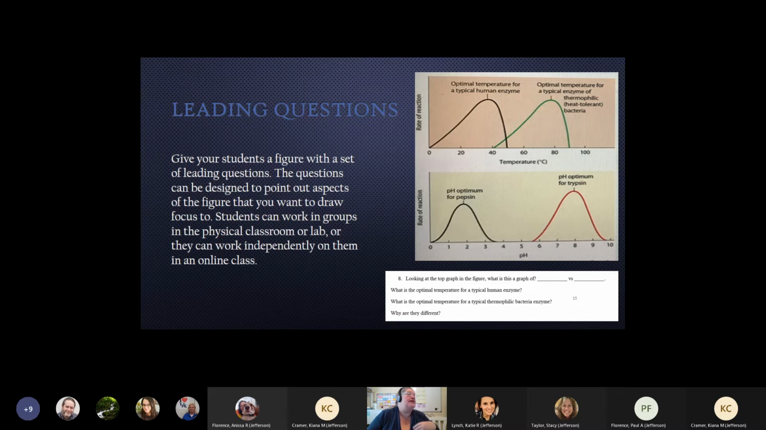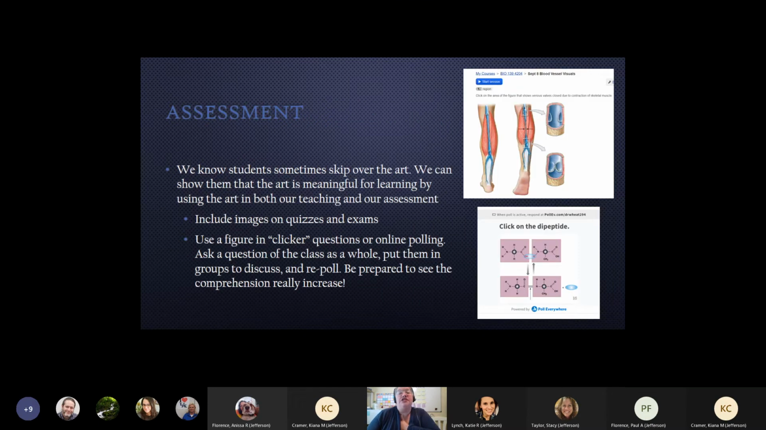Now, Lori Garrett says that if you want students to appreciate the art, you should use the art. A couple of different ways that she recommends are to include images on quizzes or exams, or to use the figure in clicker questions or polling. In one of my classes, I use Poll Everywhere, which allows you to upload a figure. I use this figure in this poll question and say, click on the dipeptide.